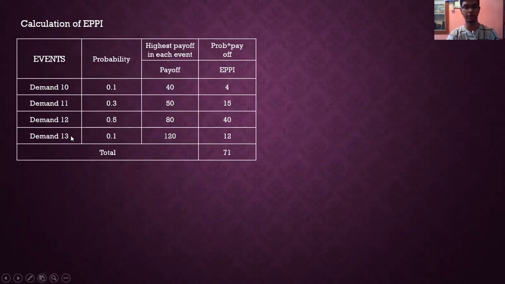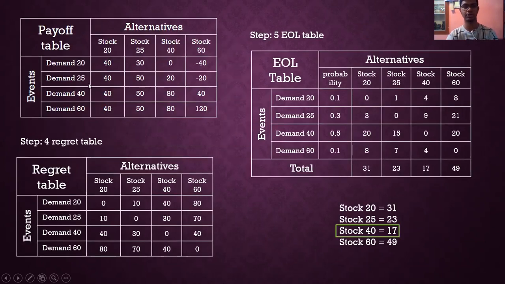After writing the demand, we write the probabilities: 0.1, 0.3, 0.5, and 0.1. These are the probabilities which we wrote in the earlier, first table, by calculating the number of weeks against the total number of weeks. Now we have to write the payoff. How to write the payoff? The highest payoff in each event. So we have to look into this table.